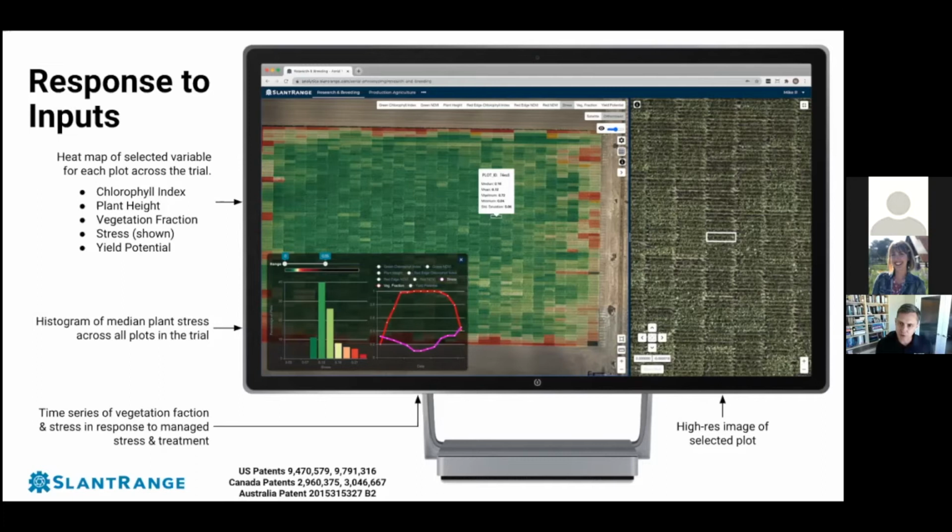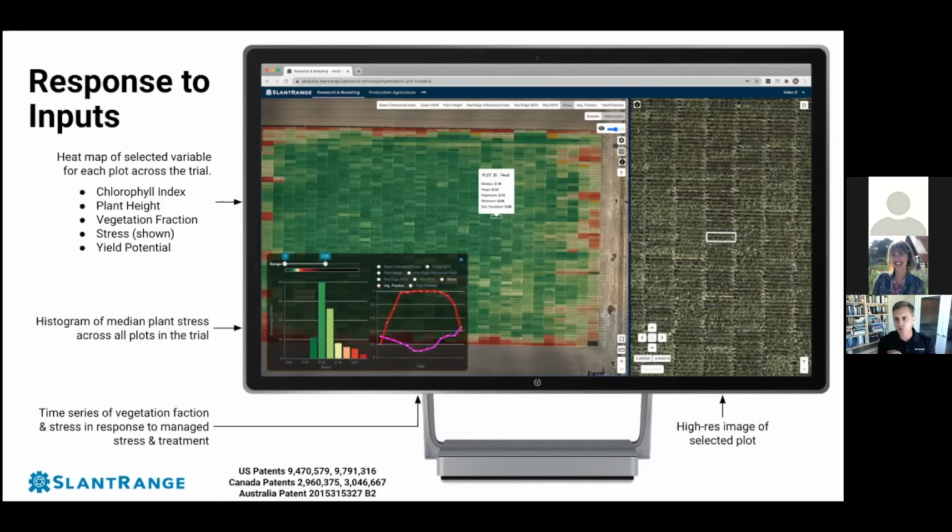At the bottom left, again, you have a histogram of all the plots across the trial. And at right, you have a high resolution image of the location. But what's different in this example is the line plot you see at the center at bottom, which is a time series of 2 different variables. I think this is vegetation fraction or canopy closure along with vegetation stress. And what we're showing is how an individual plot is responding to treatment over time.